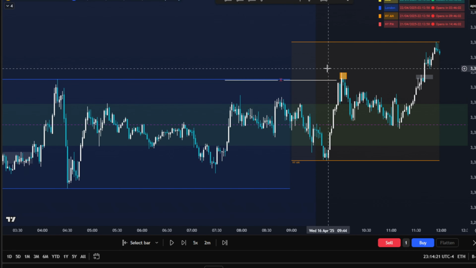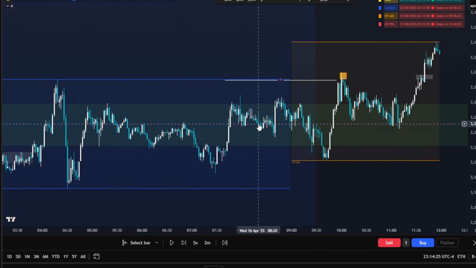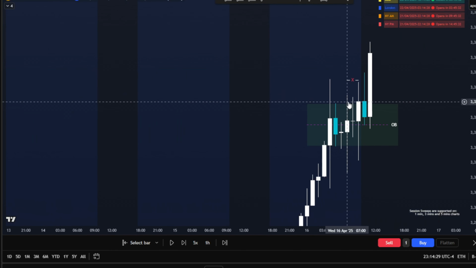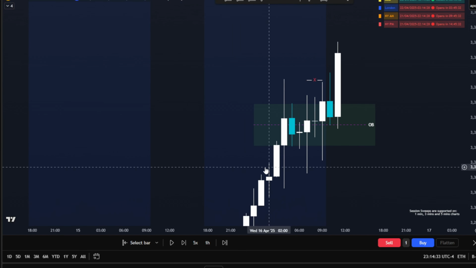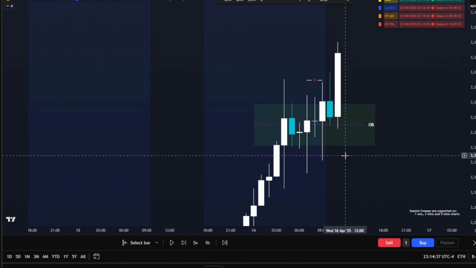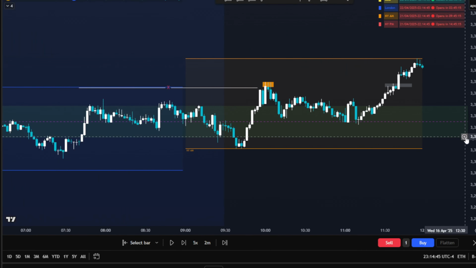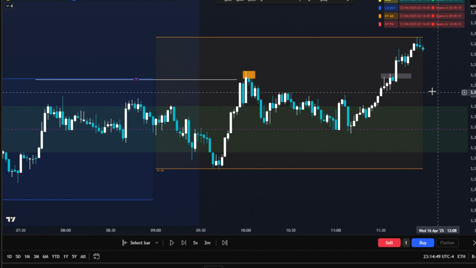Something to highlight here: if you have days where the price is, for example, here, you can see no candle closes above it, no candle closes below it, you can already expect this to be a ranging day. For these types of days, you can just sit out. That's probably best for a beginner trader when you don't know which direction the price is going to go.